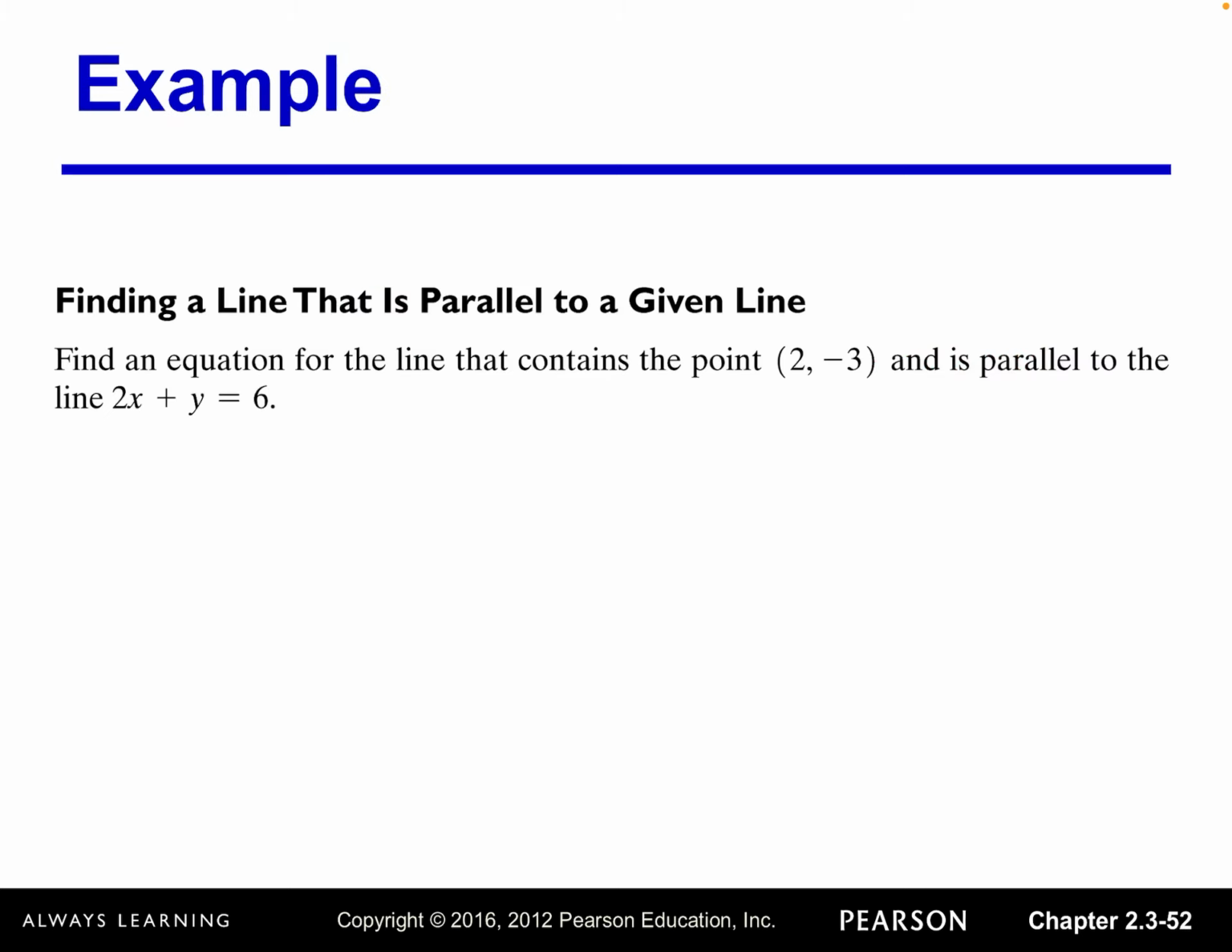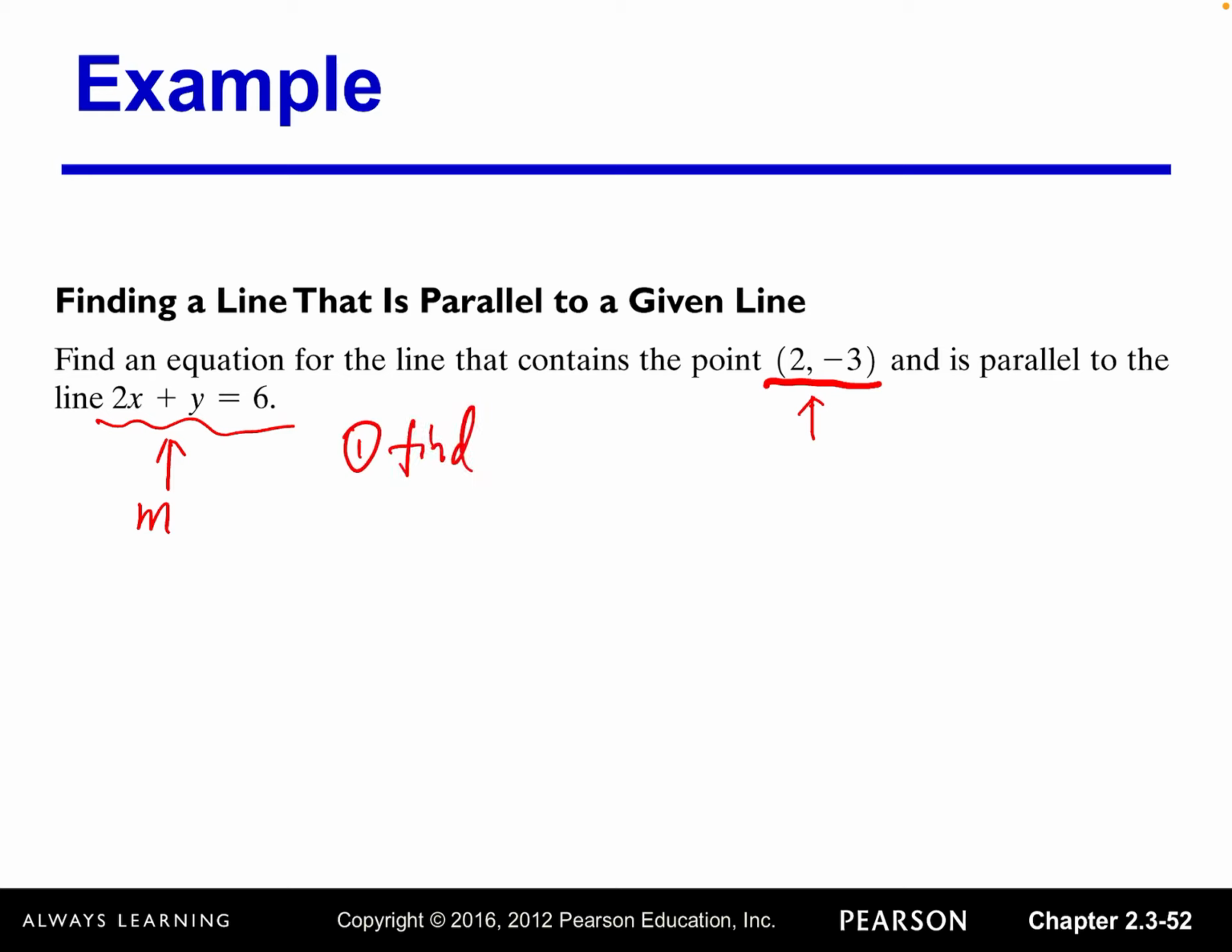Now let's look at an example of how to find a line that's parallel to a given line. Find an equation for the line that contains this point and is parallel to this line. So given that it's parallel to this given line, if we can find the given line's slope, then using the parallel lines property, we know the slope of the line we're looking for, and also the line we're looking for passes through this point. So if we know the slope and we know the point, we can definitely find the equation of that line. So the key is first we need to find the slope of the given line.